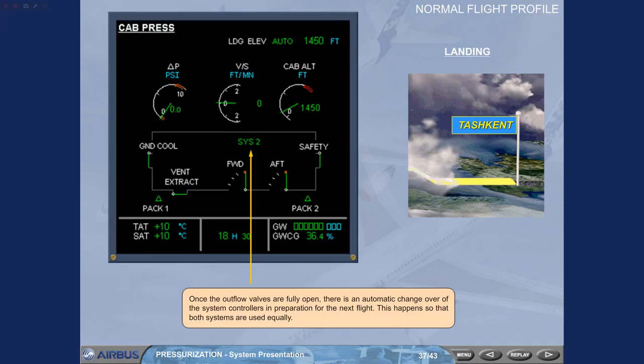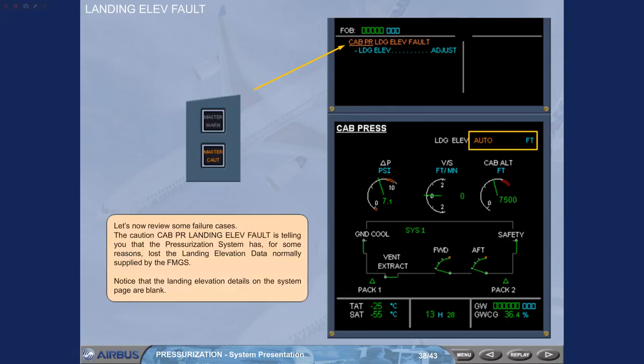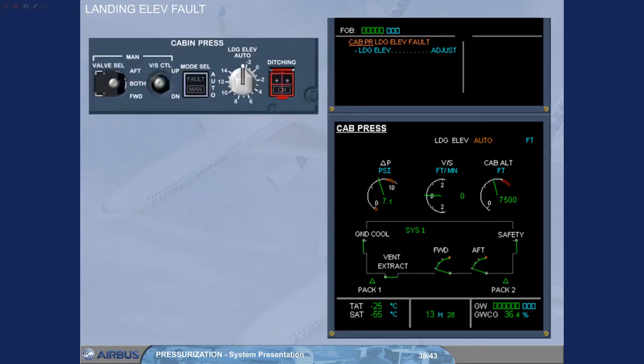Let us now review some failure cases. The caution cab press landing elevation fault is telling you that the pressurization system has, for some reason, lost the landing elevation data normally supplied by the FMGS. Notice that the landing elevation details on the system page are blank. Read the actions on the engine warning display. In this case, the procedure asks to set the landing field elevation manually with the landing elevation selector.